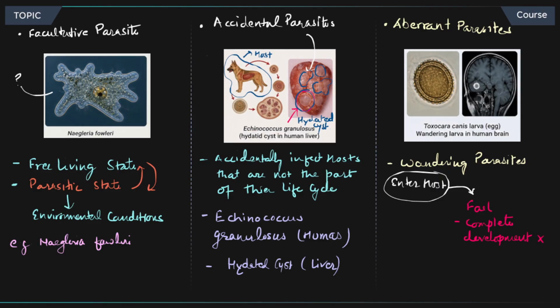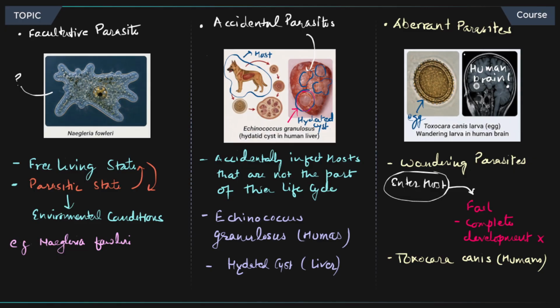So the example is Toxocara canis. It's a wandering larva in the human brain. Toxocara, let me write it down, canis. And in humans, this organism can cause damage to our brain. The first one is the egg of this particular organism. And then as you can see over here in the brain, this parasite can reach and cause damage to the human body, right? So that is the parasite known as aberrant parasite. And the example I've already told you, Toxocara canis.